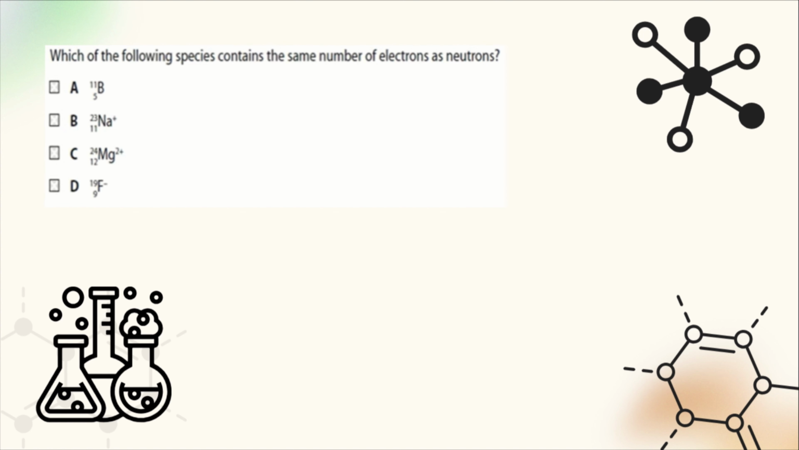We're left with fluorine. Fluorine has a minus, which means there are 10 electrons instead of 9. The mass number is 19, so to get the number of neutrons, 19 minus 9 gives us 10. So yes, 10 neutrons and 10 electrons, which makes D our answer.